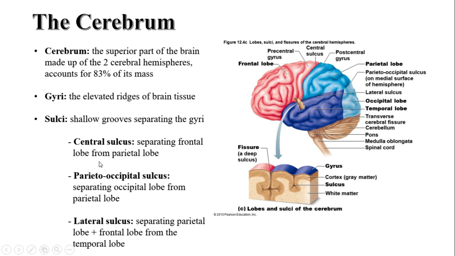Next we have our parieto-occipital sulcus right here. So this will be dividing our parietal lobe from our occipital lobe. And then we have our lateral sulcus located right here, in which we're going to have our temporal lobe divided from our parietal and our frontal lobes.